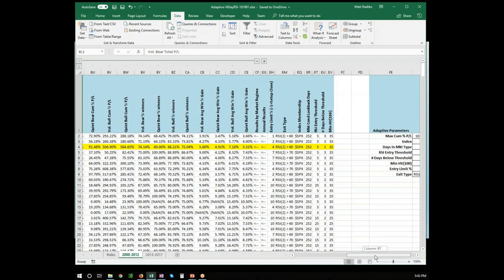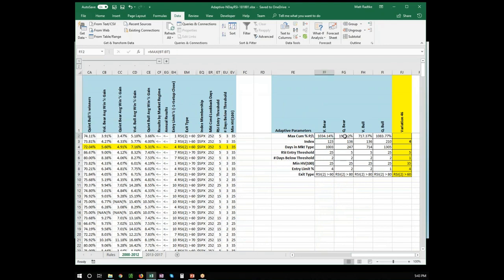So this first row finds the maximum cumulative percent P&L for each of my 4 market regimes. And then we just use the magic of Excel to say, okay, so which row is that in using the index command or the match command.